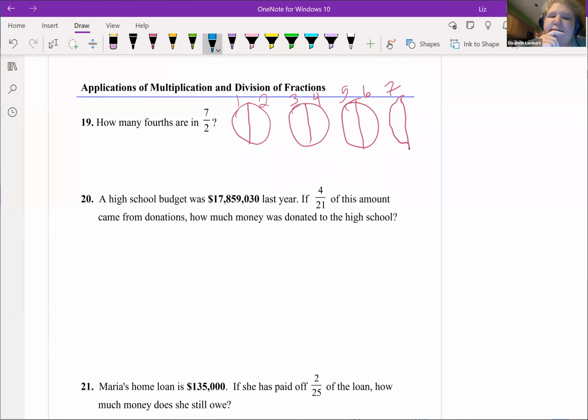Now, how many fourths are there? So my whole circle, I can cut it into fourths. One cut would be on the same line as the half line, and then the other would go like so. So I'm just going to put the horizontal line on the rest. And then we literally count. There is 1, 2, 3, 4, 5, 6, 7, 8, 9, 10, 11, 12, 13, 14. So how many 1/4 are in 7 halves? 14.